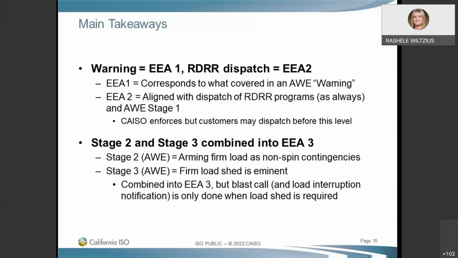So the main takeaways I want you to get from this: our warning corresponds with an EEA1, but RDRR, or demand response dispatch, is going to correspond with an EEA2. Now, CAISO enforces it in the EEA2, but customers, of course, can dispatch before that level. And then the second major takeaway is that a stage 2 and a stage 3 AWE have been combined into an EEA3. A stage 2 is when we're arming that firm load as those non-spin contingencies, and then in a stage 3, that's when that firm load shed is imminent.